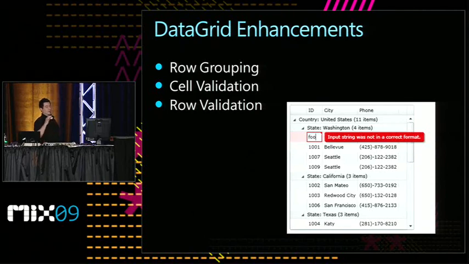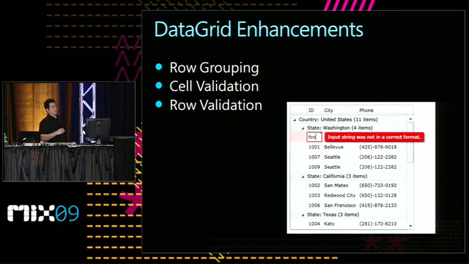We have cell level validation, working with the Silverlight 3 validation engine. And in this example here, we actually haven't done anything custom at all. It just took an int. It knows it's an int. Someone tried to put some string into it. It wasn't happy with that. It showed you the default validation UI. No designer had to do this. This is what you get.